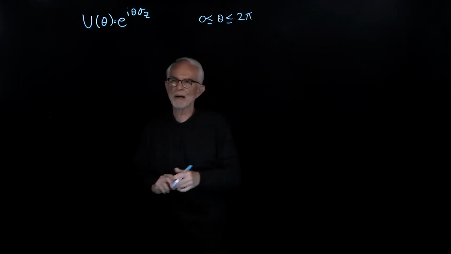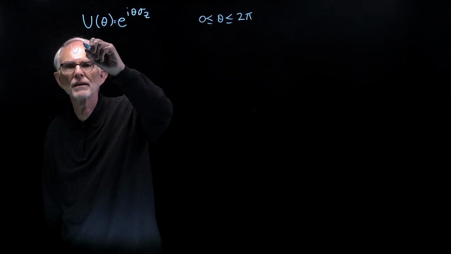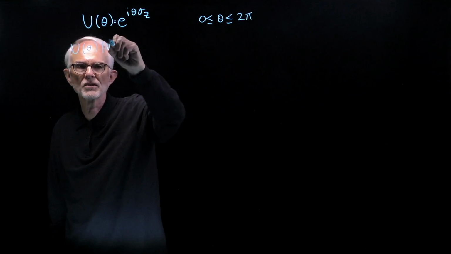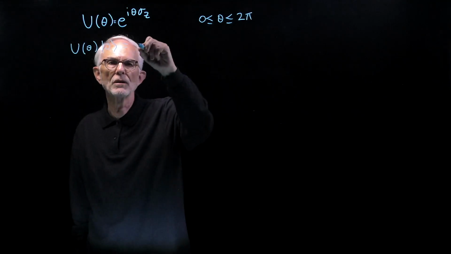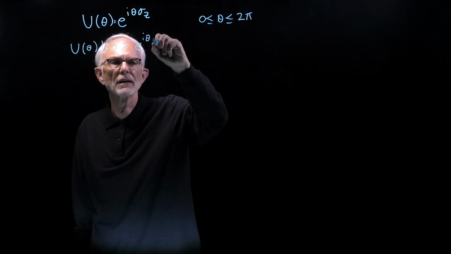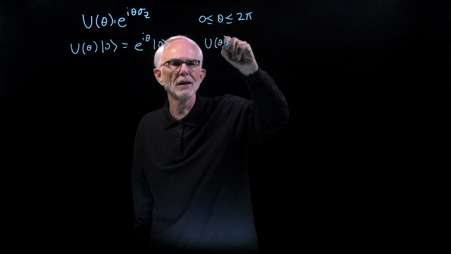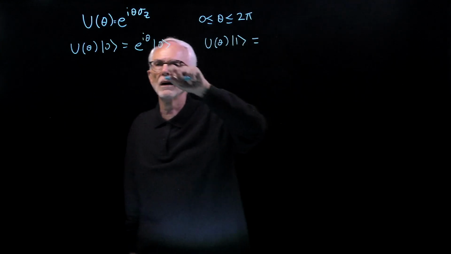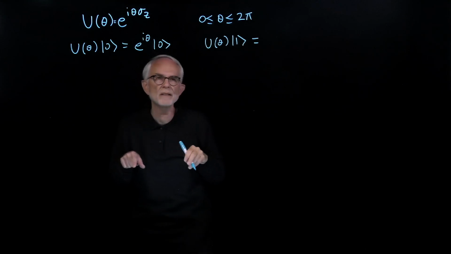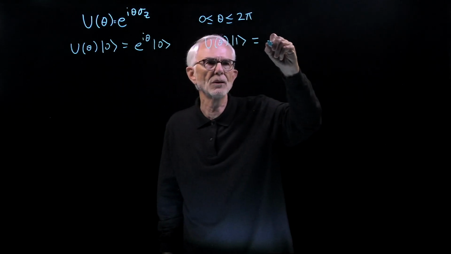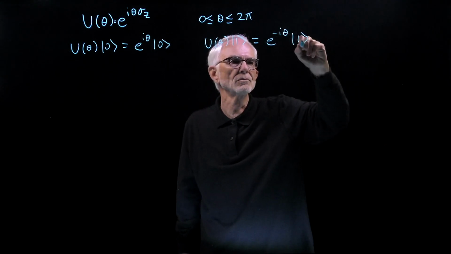Well, let's first of all write down what that would do to a qubit state. So it would act like this: U of theta acting on 0. Sigma z acting on 0 is just 0, so that would be e to the i theta 0. And if I take U of theta acting on 1, sigma z acting on 1 is simply minus the 1 state, and so that means this would simply be equal to e to the minus i theta 1.